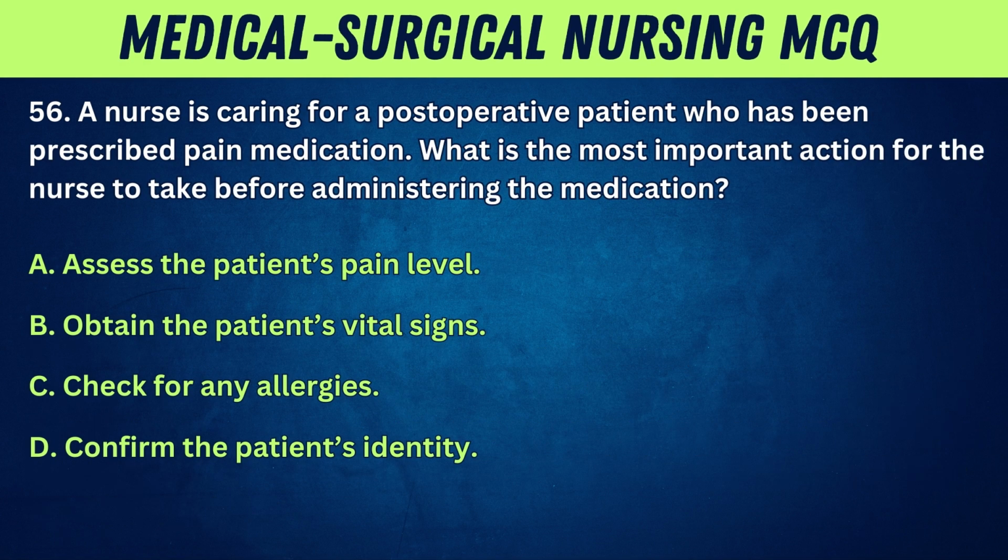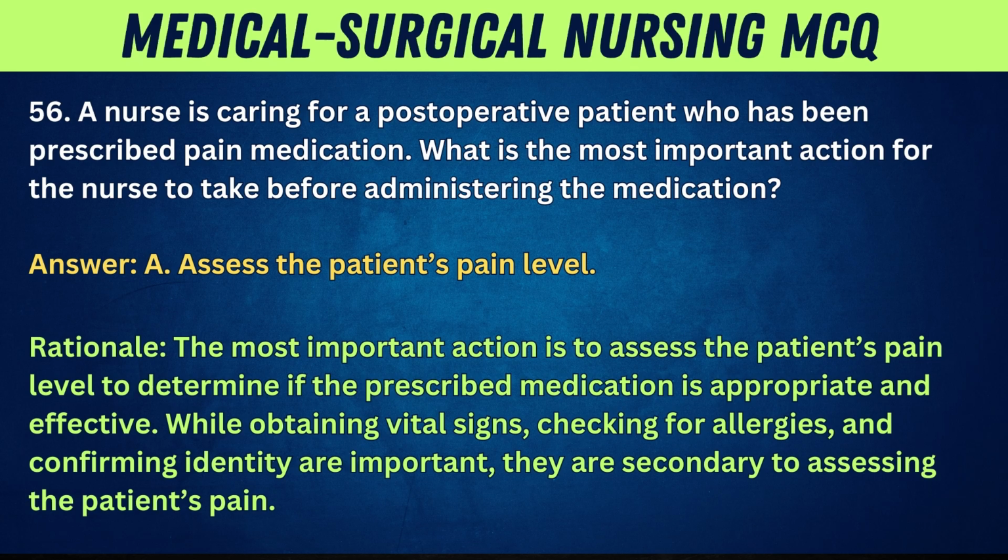56. A nurse is caring for a postoperative patient who has been prescribed pain medication. What is the most important action for the nurse to take before administering the medication? A. Assess the patient's pain level. B. Obtain the patient's vital signs. C. Check for any allergies. D. Confirm the patient's identity. Answer: A. Assess the patient's pain level.